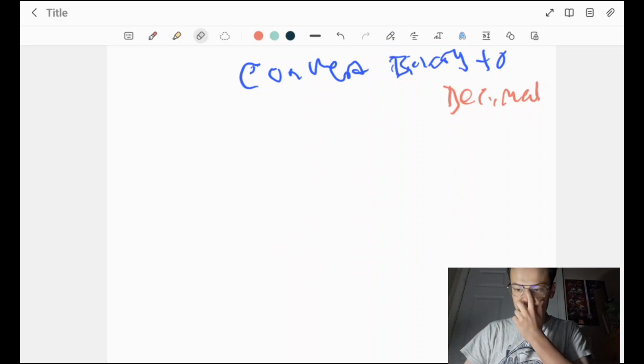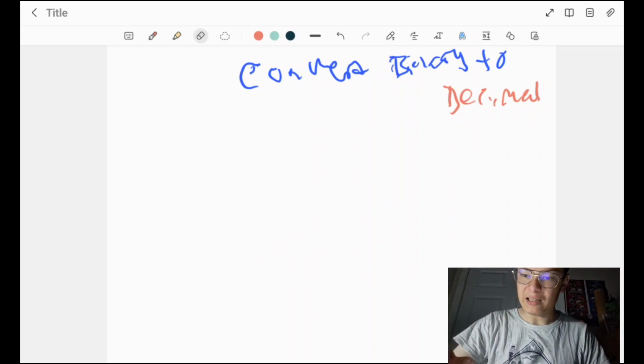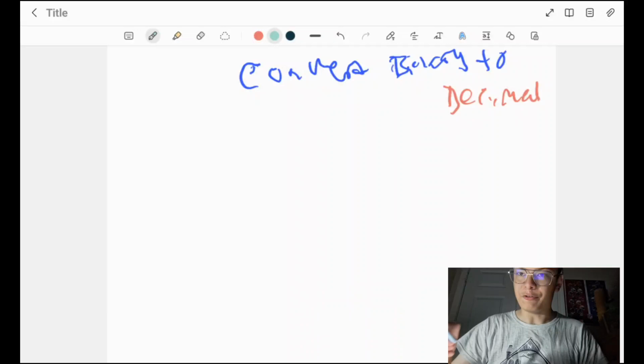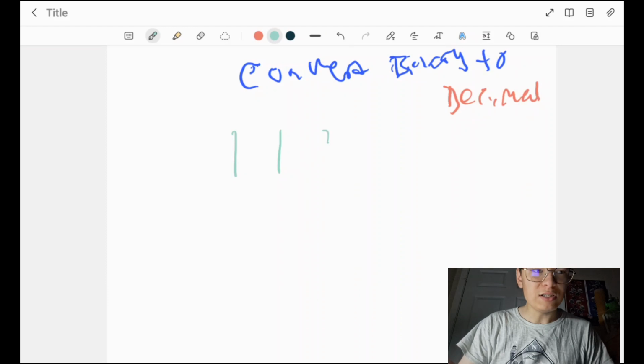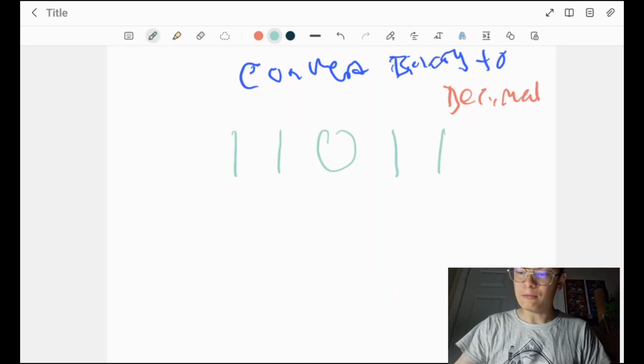So I wrote here, we're converting binary to decimal. Sorry about the handwriting, it's very bad. This is my first time writing like this. So for my first problem, let's do 1, 1, 0, 1, 1. That's going to be our first problem.